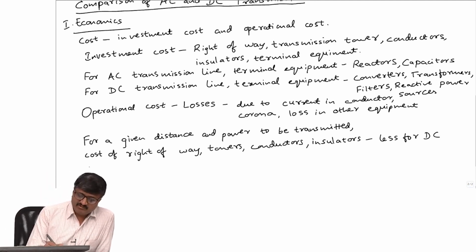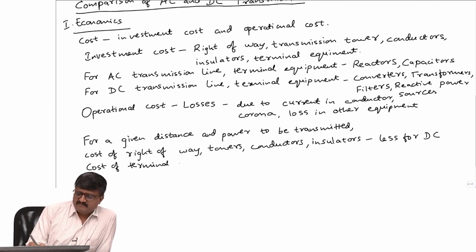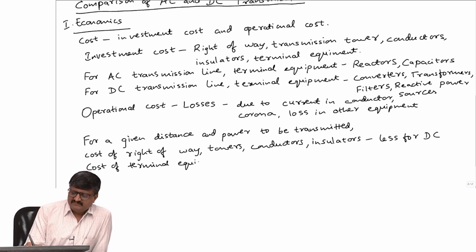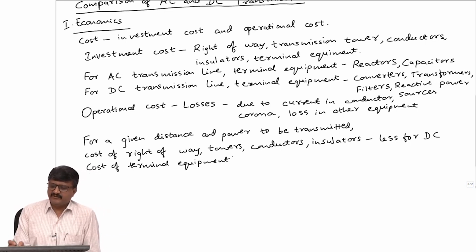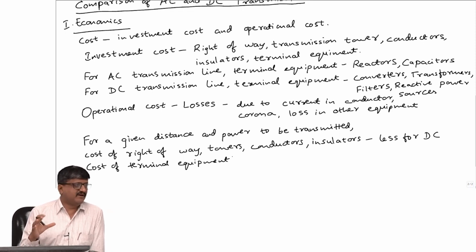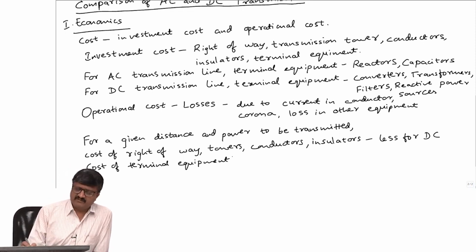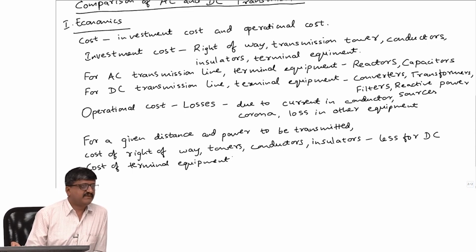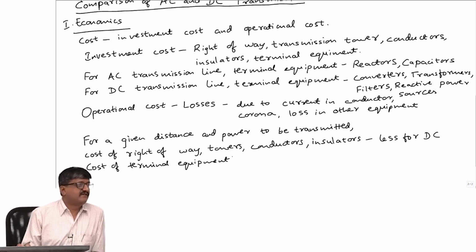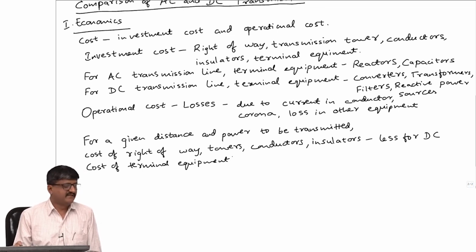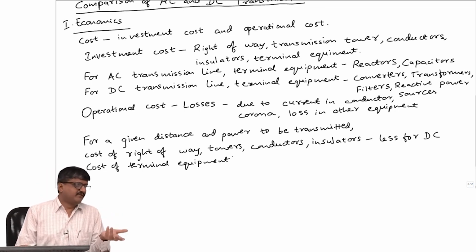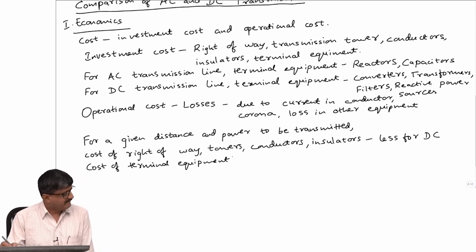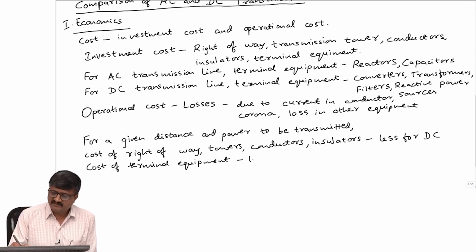Now, when it comes to the cost of terminal equipment, without even getting into the exact values of the cost, we can make a statement about it. Which one appears to be expensive? DC is expensive, right? You need so many things. Without even knowing the cost of different equipment, we can easily say that DC is more expensive here. So, this is less for AC.